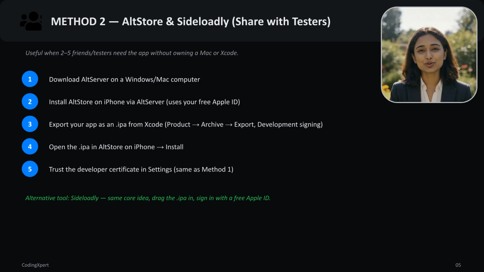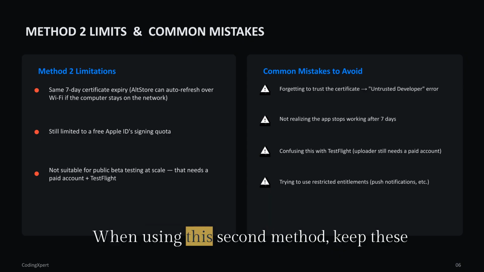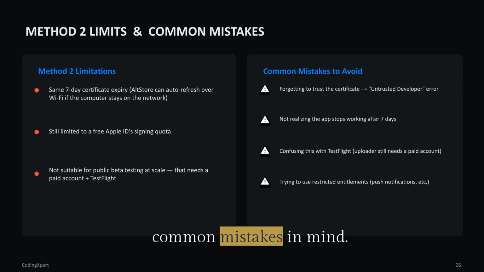Method 2 uses AltStore or Sideloadly, which is useful when you need to share your app with a few testers who do not have a Mac. Install AltStore on your iPhone via your computer. Export your app as an IPA file from Xcode using development signing, then install that file directly through the AltStore app. When using this second method, keep these common mistakes in mind.